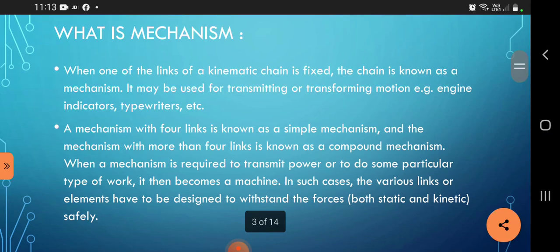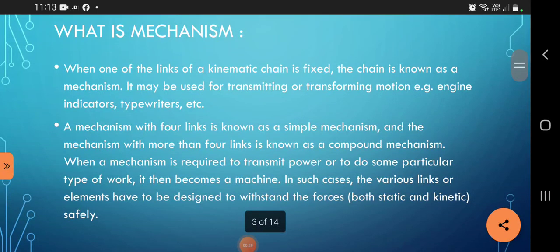What is a mechanism? When one of the links of a kinematic chain is fixed, the chain is known as a mechanism. It may be used for transmitting or transforming motion. Examples: engine indicators, typewriters, etc.